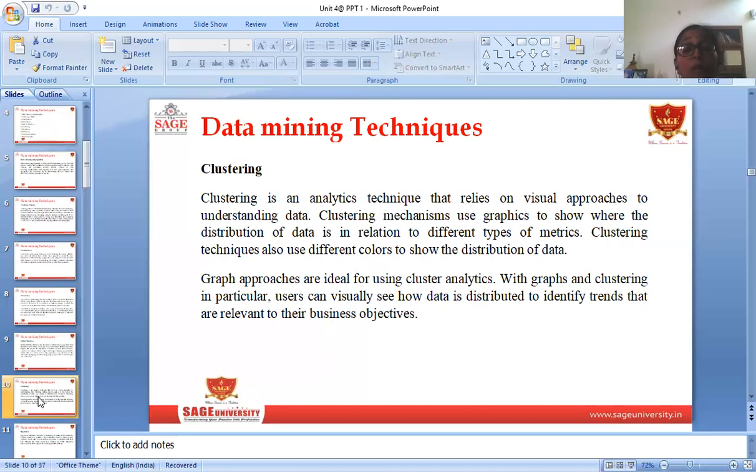Graph approaches are ideal for cluster analytics. With a graph, and clustering in particular, users can visually see how data is distributed to identify the trends that are relevant to their business objectives.